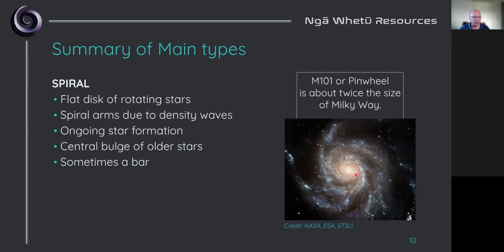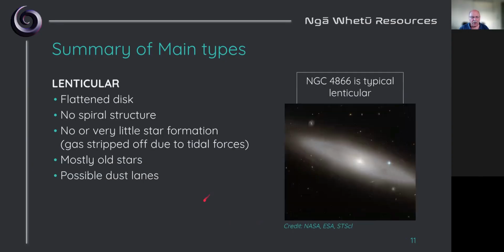And the bar can have different sizes. It can be very extreme and it can be basically non-existent. That's what Edwin Hubble already noted in his tuning fork scheme. Then we have what is called lenticular. That's kind of an in-between situation between spirals and elliptical.